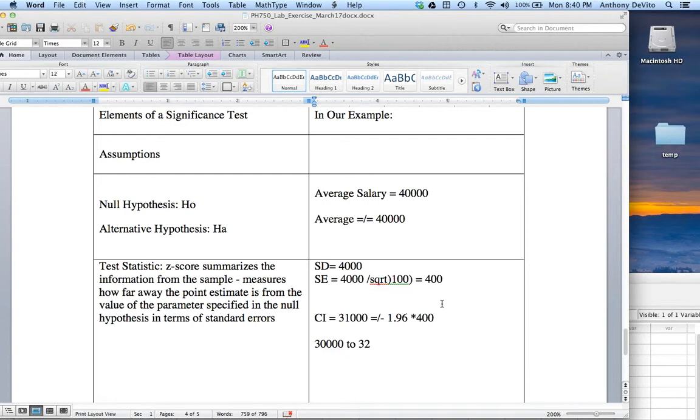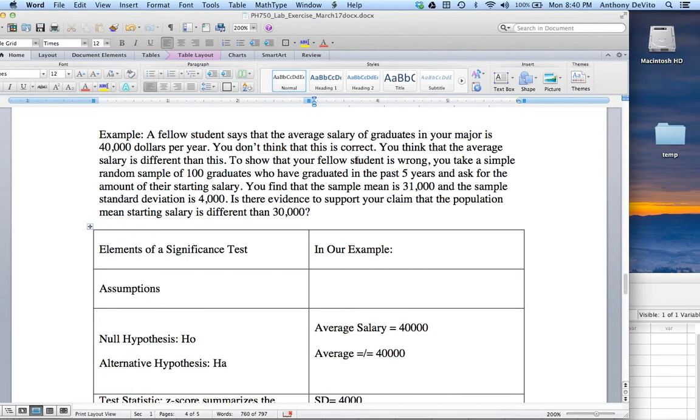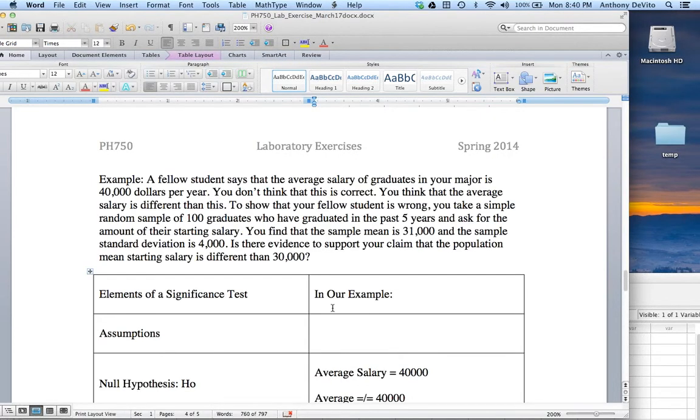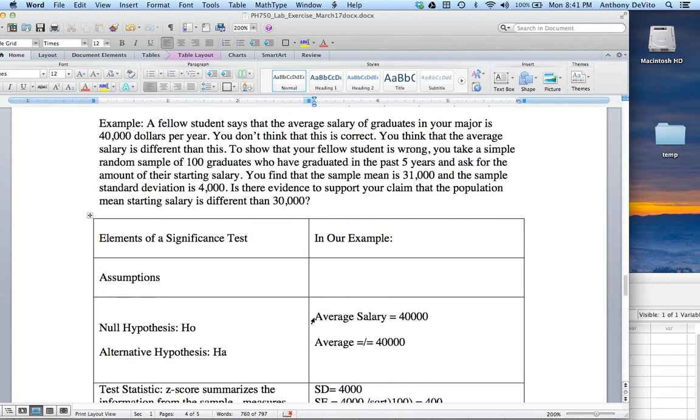to 32,000. So I'm 95% certain that the real mean for this population that the 100 graduates were drawn from had an average starting salary of between 30,000 and 32,000. Now, what was my original null hypothesis? That the average salary is 40,000. Can I say with 95% certainty, in other words, less than 5% chance of being wrong, that the null hypothesis is false, and that the alternative hypothesis is true? Yeah, I can, because it's outside of that confidence interval.